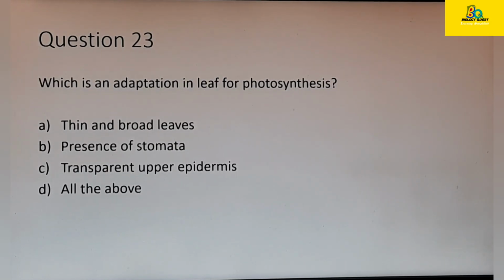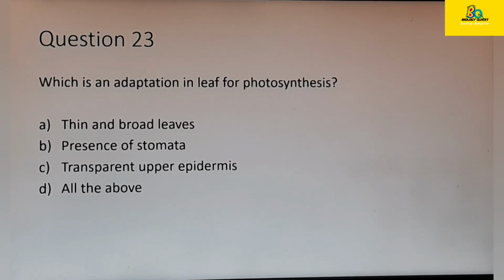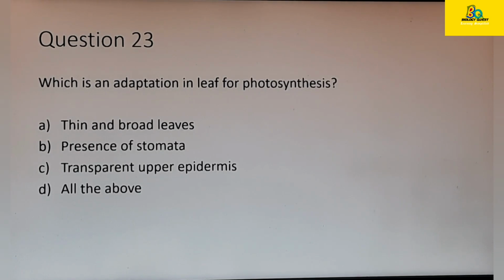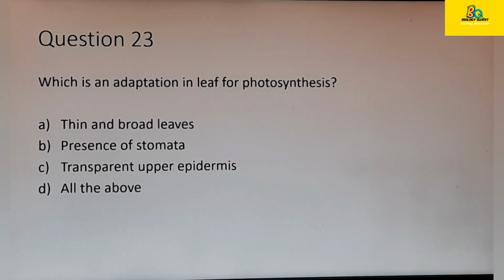Next question, which is an adaptation in leaf for photosynthesis? Options are thin and broad leaves, presence of stomata, transparent upper epidermis, all the above. Which is an adaptation in leaf for photosynthesis? Thin and broad leaves. Yes, that is truly an adaptation for photosynthesis. Okay, thin and broad leaves. Then presence of stomata. Yes, presence of stomata.